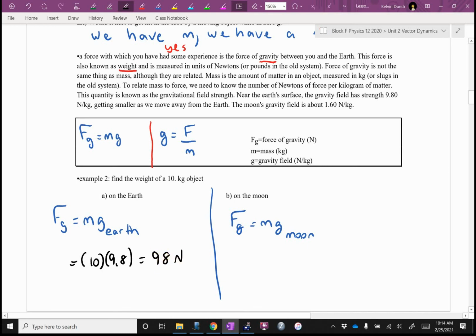In other words, if you pick up 10 kilograms, you're exerting 98 newtons of force. Now compare that with on the moon. What's the mass on the moon? Still 10. But Diego, what's g on the moon? Look up. About 1.6. What's 10 times 1.6 in your head?